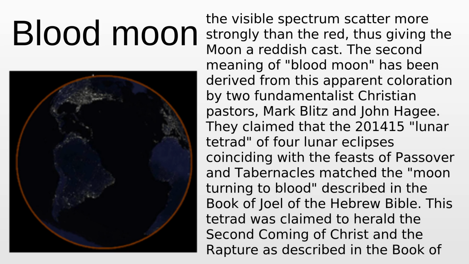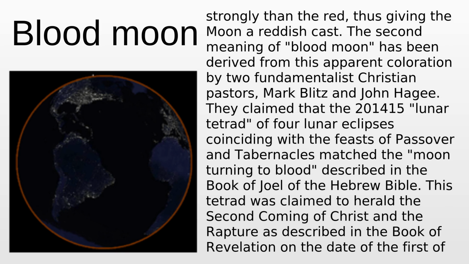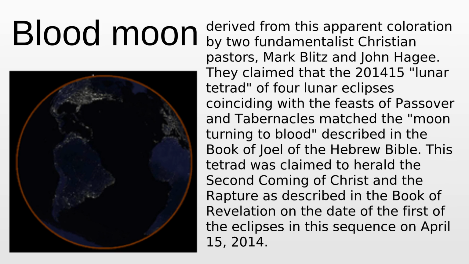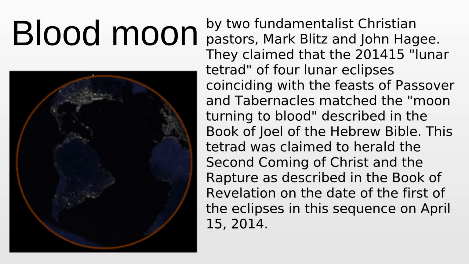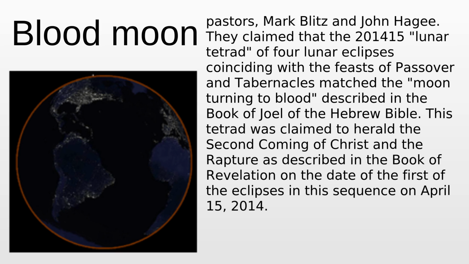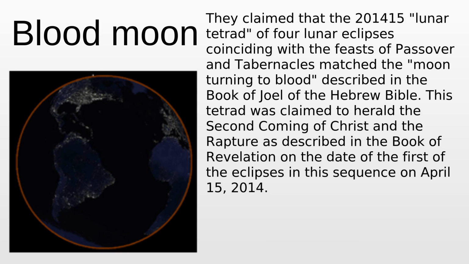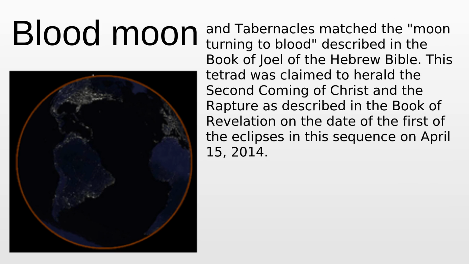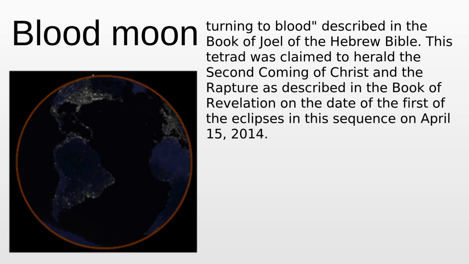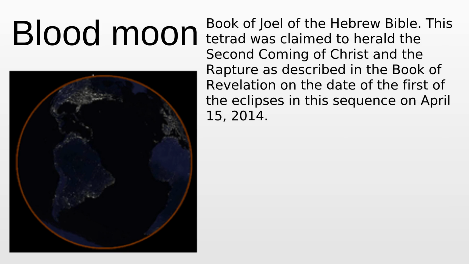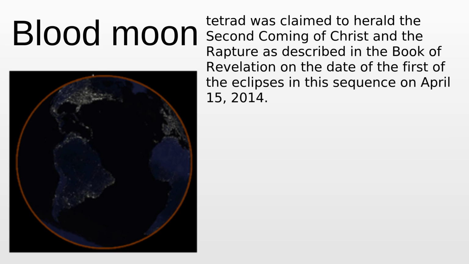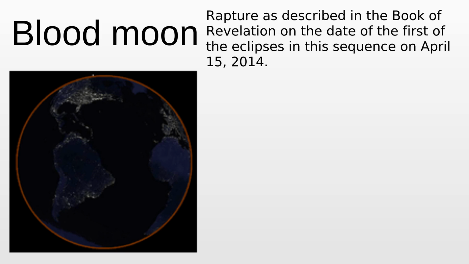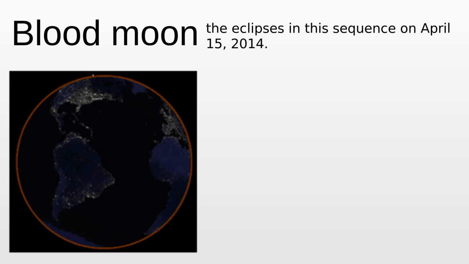The second meaning of blood moon has been derived from this apparent coloration by two fundamentalist Christian pastors, Mark Blitz and John Hagee. They claimed that the 2014-2015 lunar tetrad of lunar eclipses coinciding with the feasts of Passover and Tabernacles matched the moon turning to blood described in the book of Joel of the Hebrew Bible. This tetrad was claimed to herald the second coming of Christ and the rapture as described in the book of Revelation on the date of the first of the eclipses in this sequence on April 15, 2014.